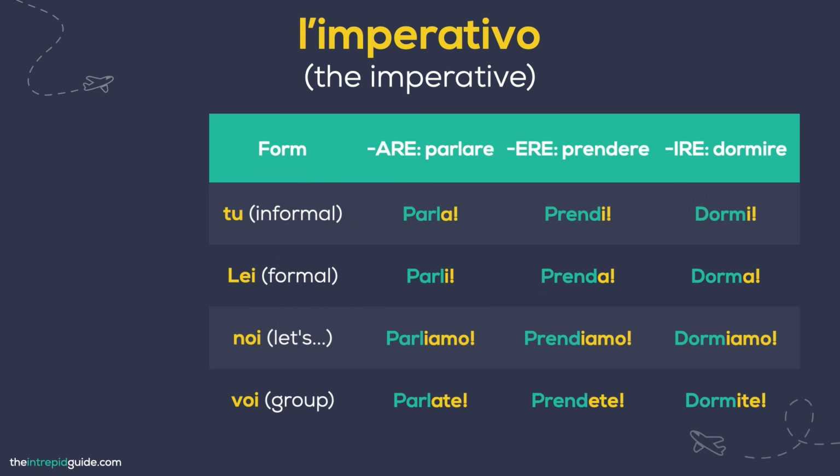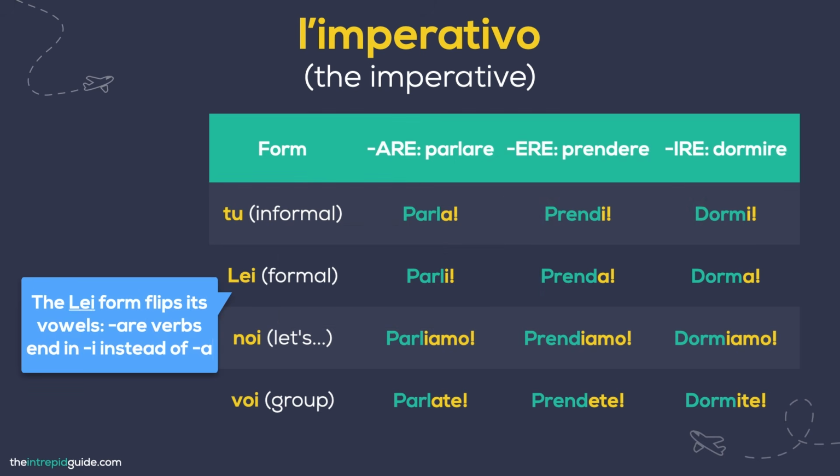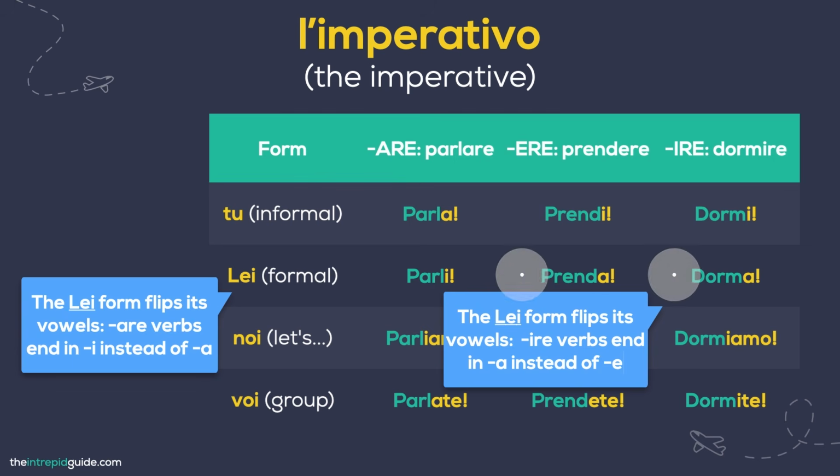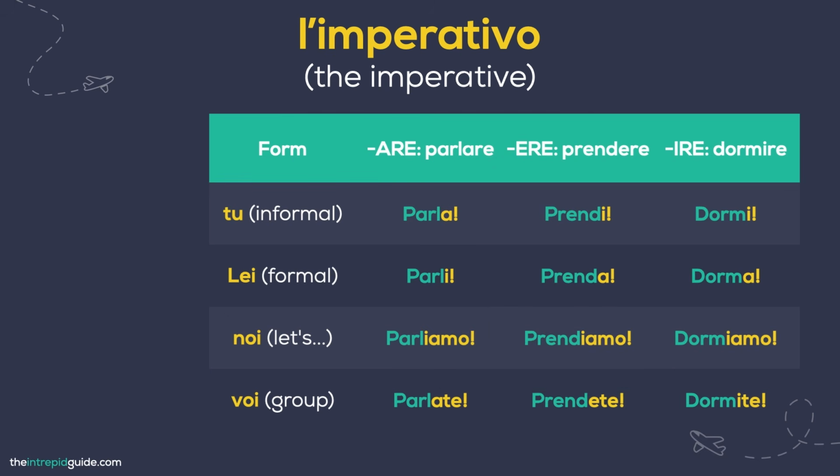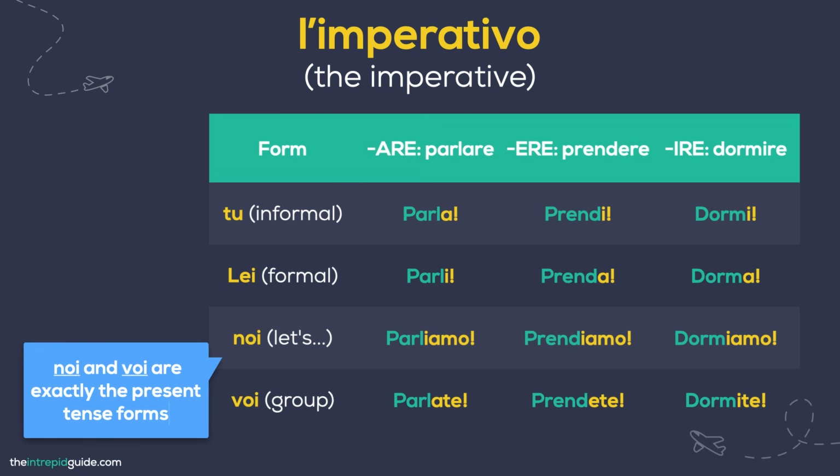The second change affects the lei form. Now the form flips its vowels here. This is the swap to watch out for. ARE verbs end in i instead of a, and we get parli. And ERE verbs and IRE verbs end in a instead of e. So we say prenda or dorma. Think of these vowels like they've just swapped shoes. The other 2 we get for free. Noi and voi are exactly the same as the present tense forms that you've already seen. And we say parliamo and parlate.